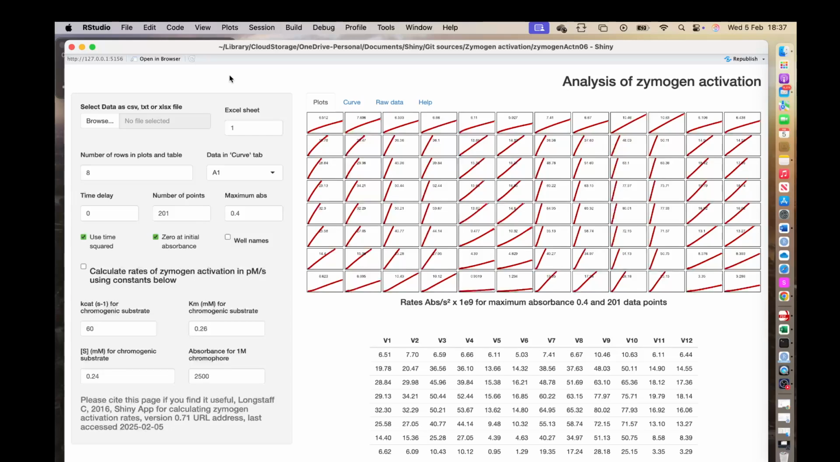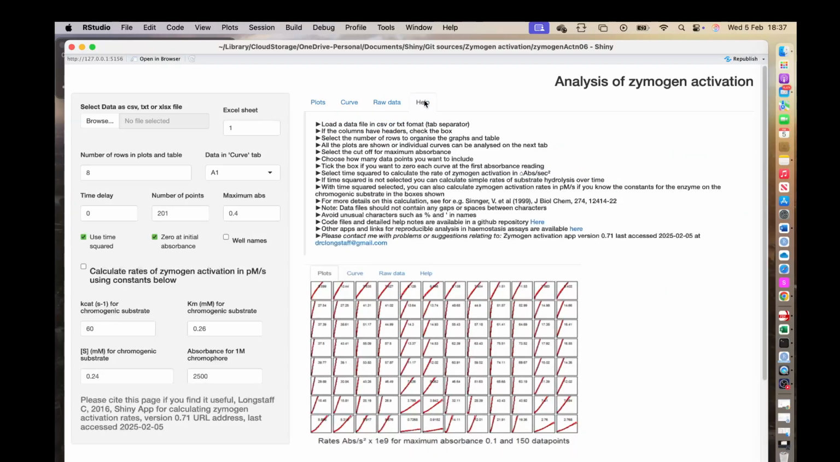The idea behind the app is to perform this operation and show plots of absorbance versus time squared and generate a table of calculated slopes. These slopes are proportional to the rates of zymogen activation. More details about the calculations performed and algebra underpinning the time squared transformation can be found in the detailed help notes for this app. These are available from the Shiny Clots website and links in the Help tab of the app.